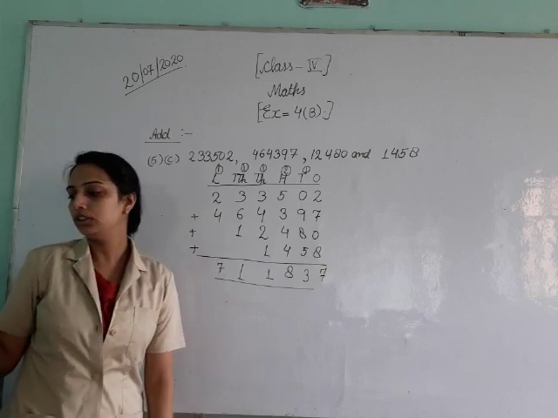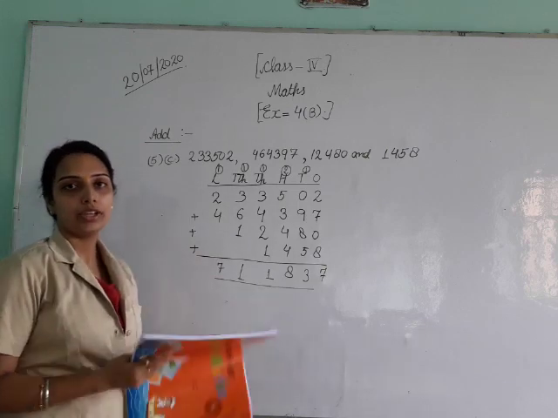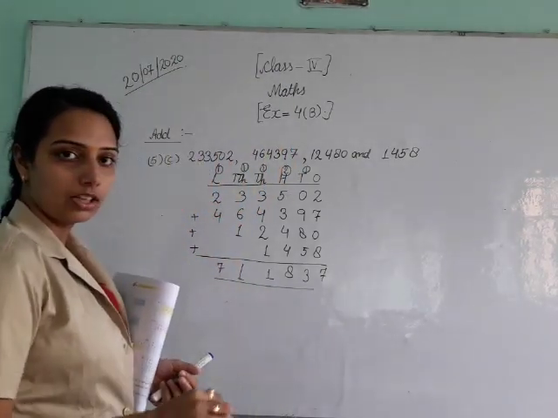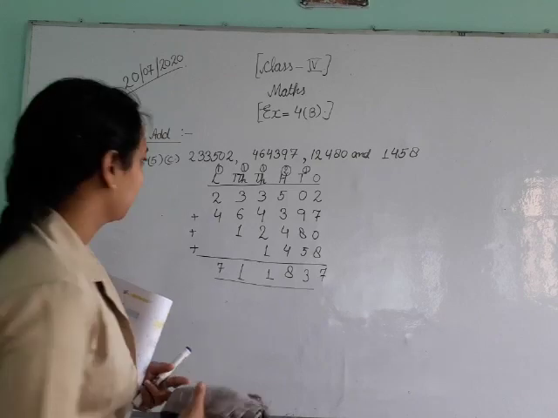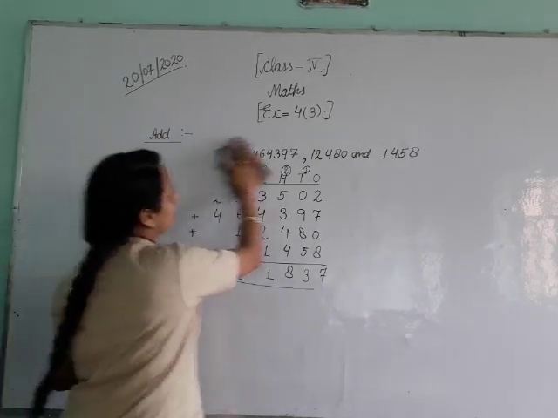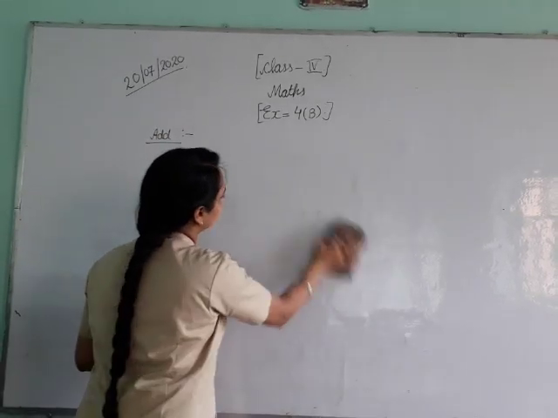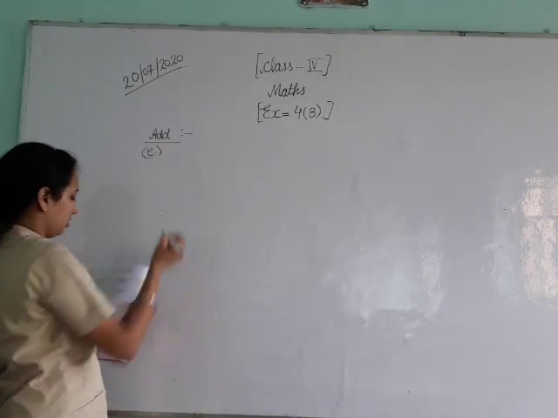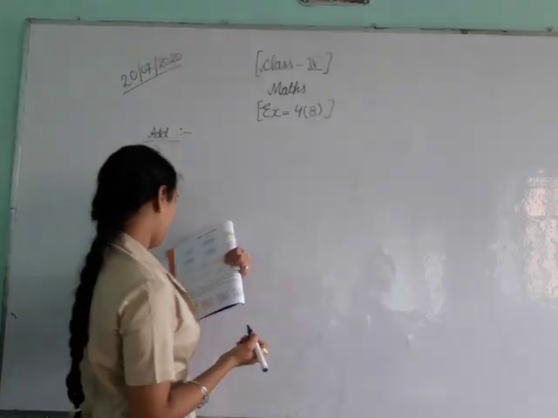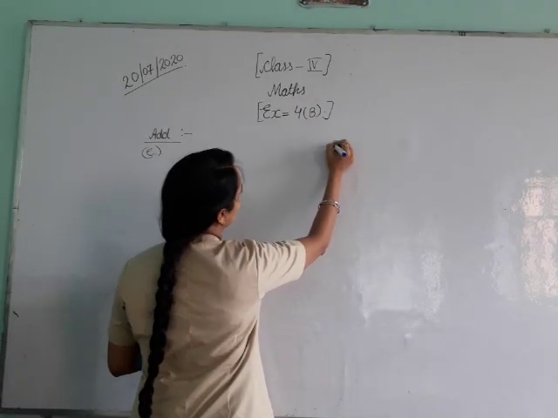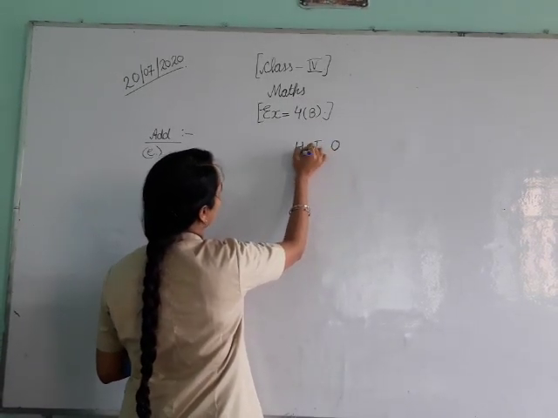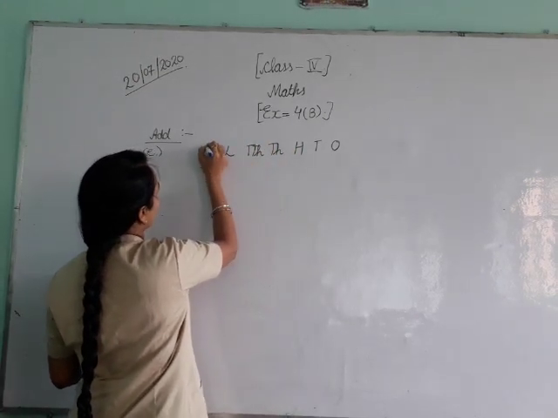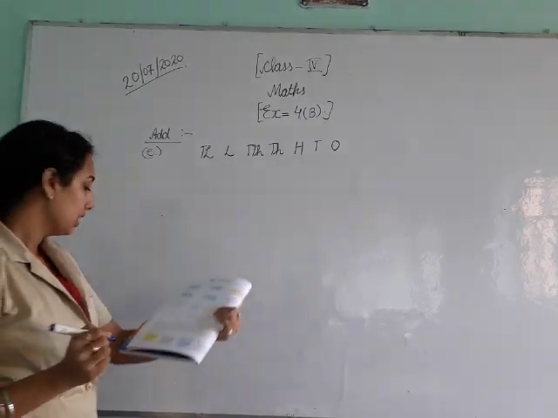Now come on to the E part. Okay, E part I will tell now. So what is it? Have you completed now? Okay. Then see, E part. First of all, write down the ones, tens, hundreds, thousands, ten thousands, lakh and 10. Understood?